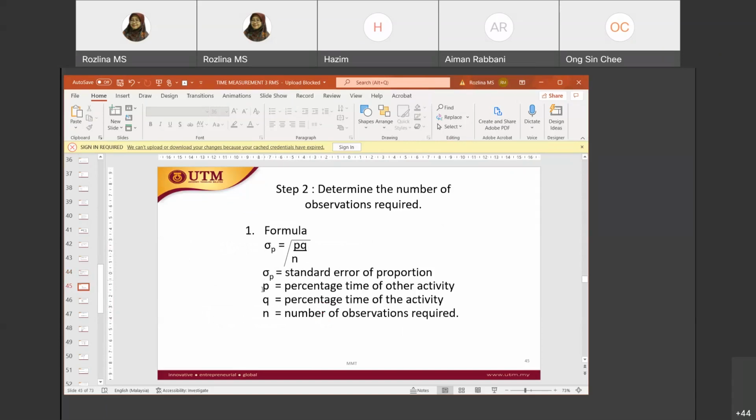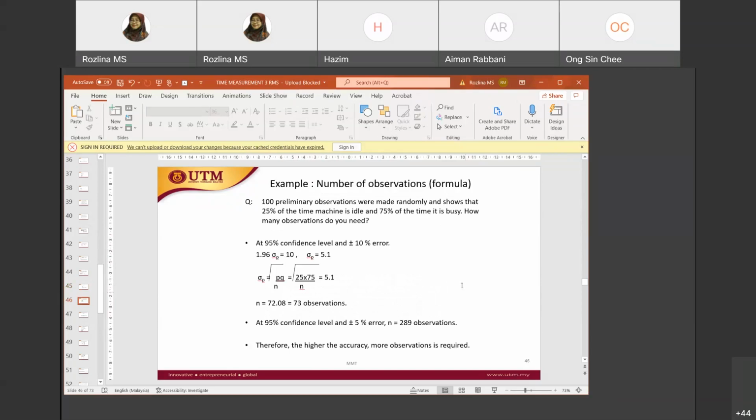What are P and Q? P is the percentage time of the activity, and Q is the percentage time of other activity. No matter which, what you want to know is the proportion: this one is busy with the activity, or this one is busy with the other activity, plus idle. If P is 30, then Q is 70. If P is 10, then Q is 90. Like that. Then N is what you want to find out: the number of observations required.